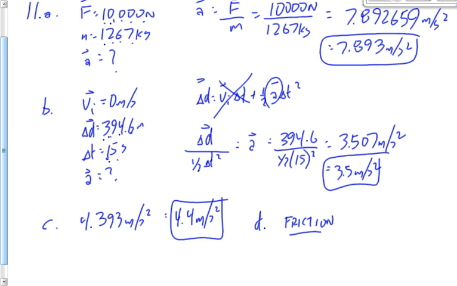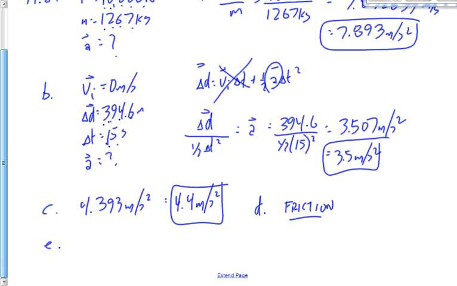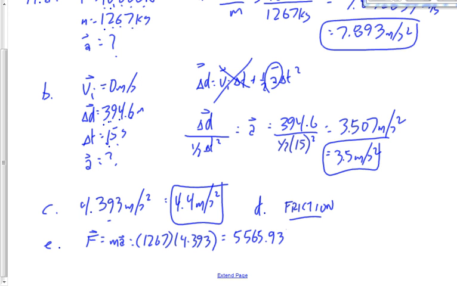And finally, question E says, what's the magnitude of the direction of the force that causes the difference in the acceleration? In other words, how big is the friction force here? Well, if we have the acceleration caused by friction right here, and we want to find the force, let's just say it's m times a. M is 1267, and a is 4.393. What does that work out to be? 5,565.931 newtons, which we're going to round to 5.6 times 10 to the 3 newtons.